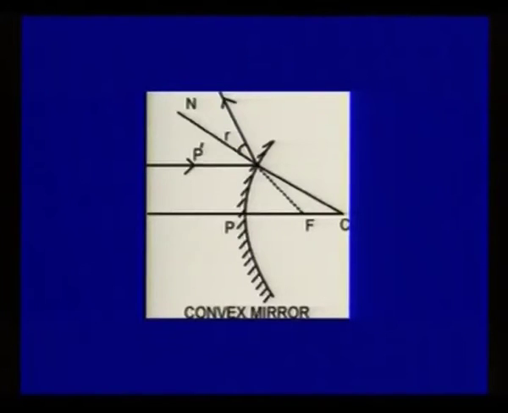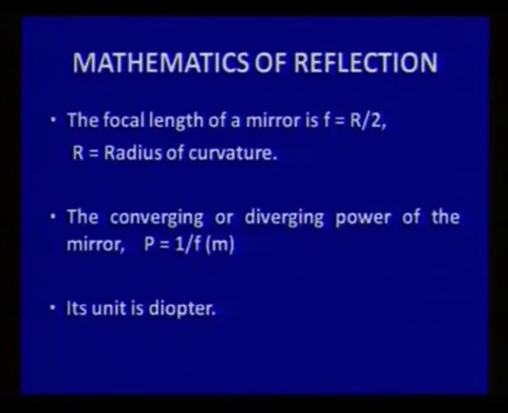Light goes back to the same medium, but it appears to pass from the focus. In a concave mirror it actually passes through the focus, but in a convex mirror it only appears to pass through the focus. So that is why this is a virtual focus. And now in the form of mathematics, the focal length of the mirror is R by 2, where R is the radius of curvature.